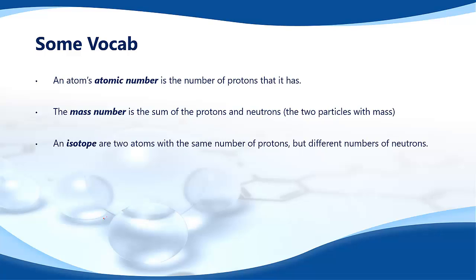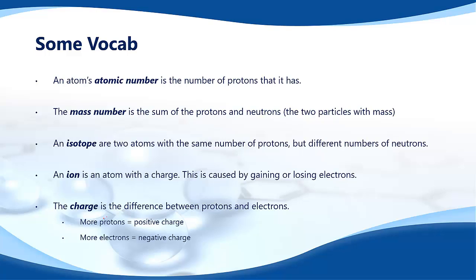We also have what are called ions. Ions are charged atoms. The way that an atom becomes charged is either by gaining extra electrons or losing electrons that it already has. Positively charged ions have lost electrons. Remember, electrons are negative. So if I take away negative charges, it becomes positive. So less electrons is positive, more electrons is negative.